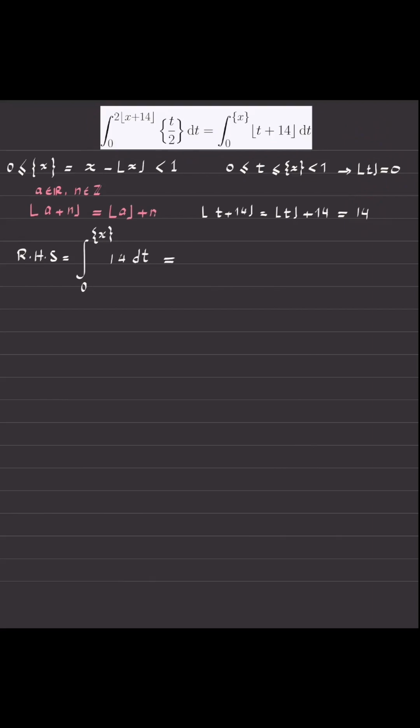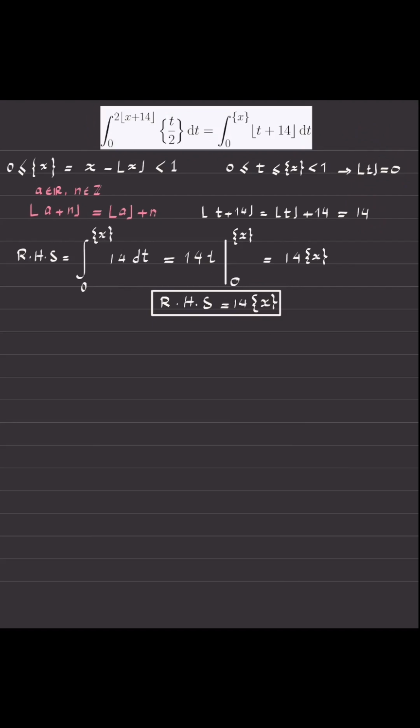A primitive function for 14 is just 14t, but I have to evaluate 14t from the lower limit 0 to the upper limit, the fractional part of x, which becomes 14 times the fractional part of x. So let us register this for the future. This is 14 times the fractional part of x. That is exactly what I have for the right hand side. So it was very simple. As we predicted, the right hand side became a function of x.